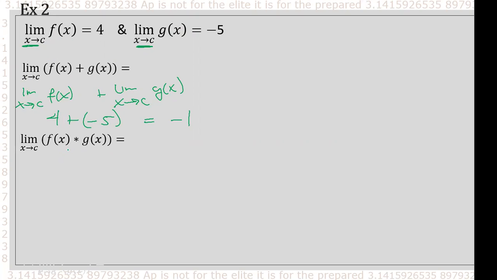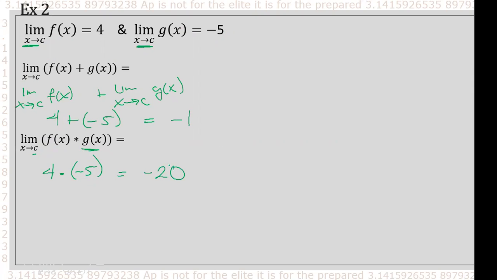Similarly, we can do this with multiplication, split them up, find out that the limit of f of x is 4 times the limit of g of x as it approaches c is -5. So 4 times -5 gives me -20.